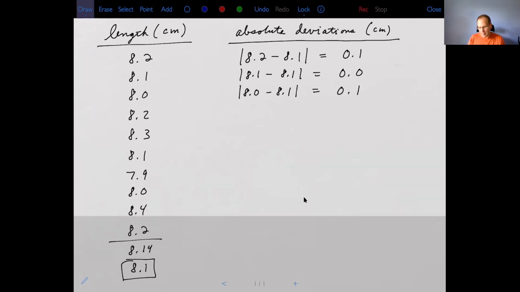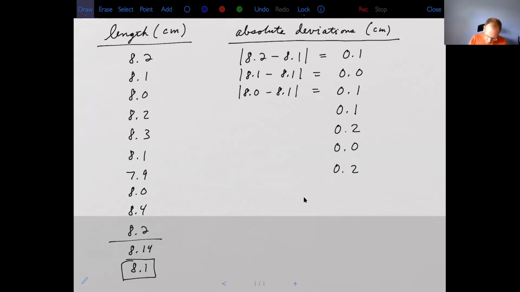So these absolute deviations are always going to be non-negative, right? They could be 0, or in most cases, they're going to be positive. They'll never be negative because you're taking absolute value. And usually you can do this in your head, right? So next one is 8.2. How far is 8.2 away from 8.1? It's 0.1. Then 8.3 away from 8.1 would be 0.2. Then 8.1 away from 8.1 is 0 again. 7.9 away from 8.1 is 0.2.